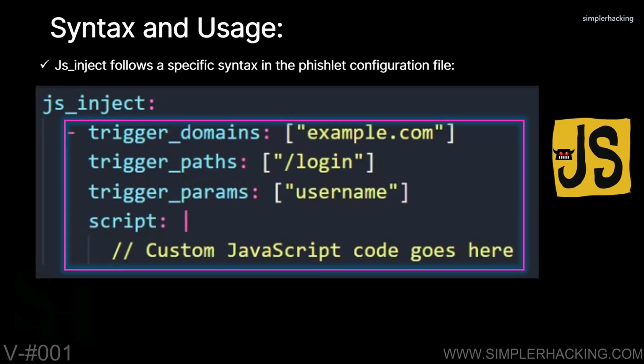We are looking at a typical example of how the JS inject parameter is used in the Phishlet configuration. This template provides the structure that most JavaScript injection scripts will follow within a Phishlet. Overall, this template provides a flexible way to customize the behavior of a Phishlet using JavaScript, enabling you to tailor the phishing experience to specific targets and scenarios. Next, we'll dive into more detail on the different components.